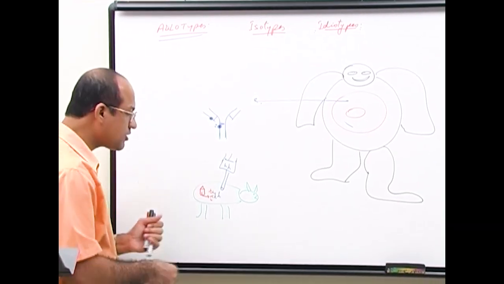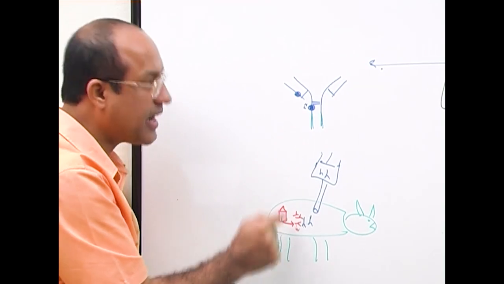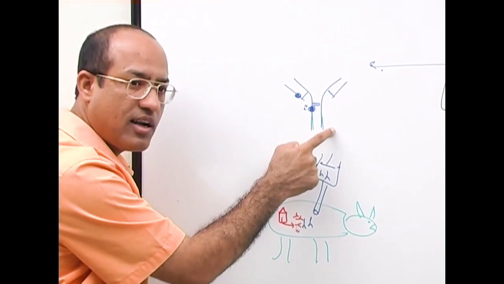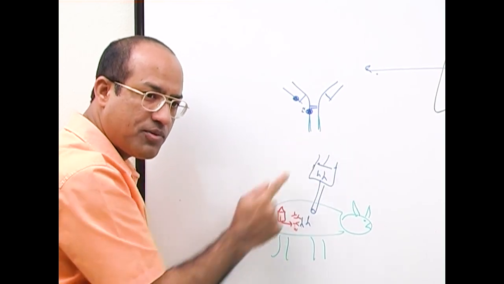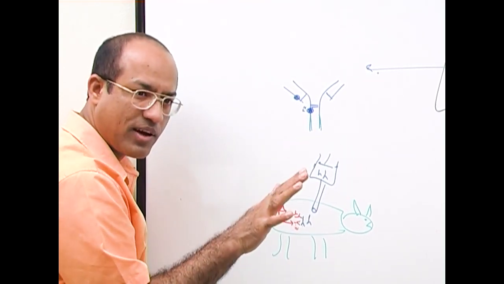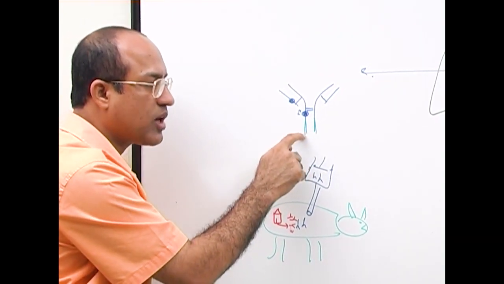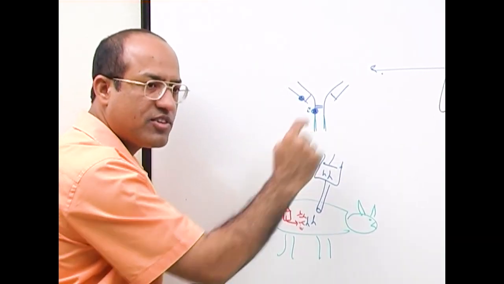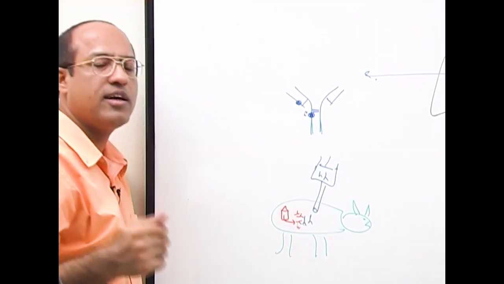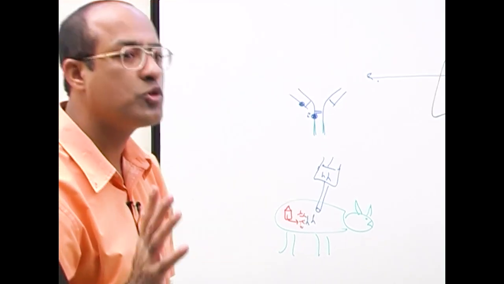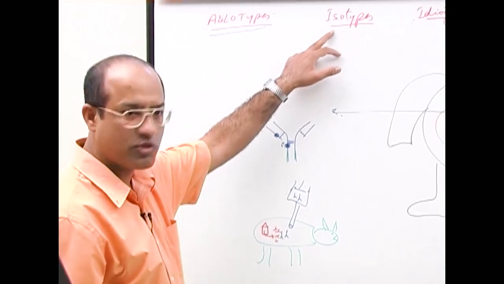5. So if a donkey is going to make antibodies against the constant regions of the heavy chains, how many types of antibodies will it make? 5 types. Is that right? So when you classify antibodies in a person according to the constant region of the heavy chain, they are divided into 5 groups, and those groups are called isotypes.